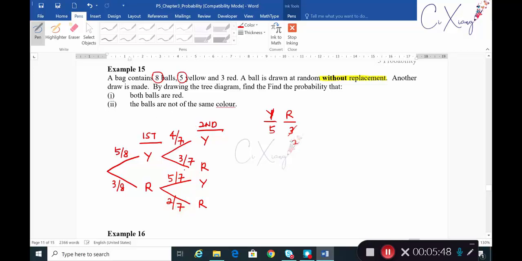So all the values for this probability are very important. You have to make sure that you fill in correctly, then only your calculation for the probability later will be correct. Alright, so let's start with part number 1. They want you to calculate the probability that both are red.